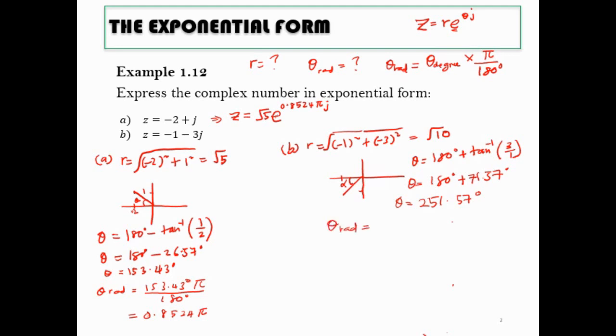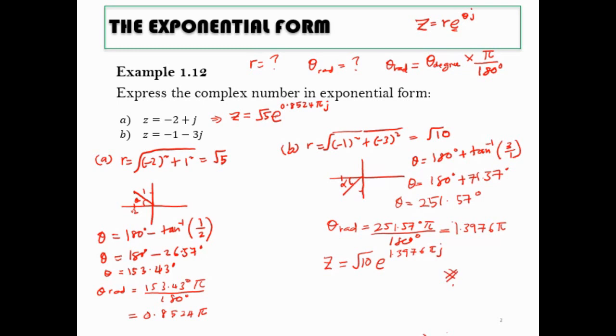So 251.57 multiplied by pi divided by 180. So the answer would be 1.3976 pi. Okay, so your exponential form will be square root 10 exponent 1.3976 pi j. That's it.